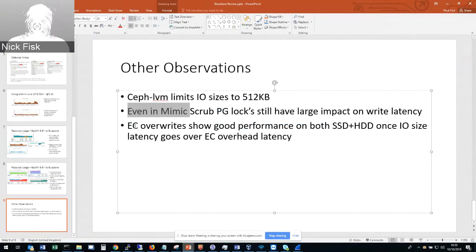Other thing, I've been testing a bit of erasure code and overwrites. Performance is actually really good until you start saturating the device. What I've been seeing is that once you start getting near, I don't know, 256K, 512K IOs, the time to write those IOs onto a single disk starts to get quite high. When you're splitting those IOs into smaller ones across multiple devices and doing them in parallel, the performance actually starts to become an increase, which is quite good.